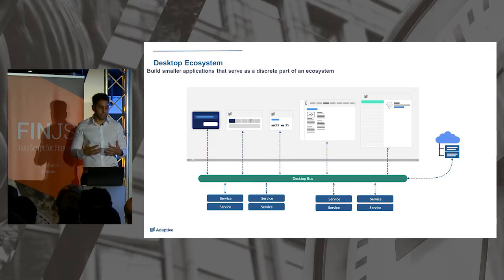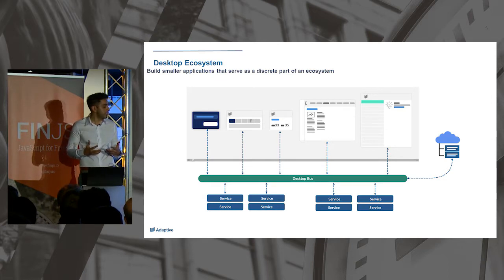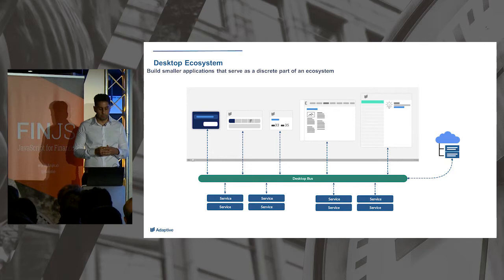So now we have alternatives. Instead of building one large application, we can make a series of small applications housed in something like OpenFin containers that serve as part of a greater ecosystem. Applications communicate over the desktop bus via well-defined APIs and messaging. And depending on your needs, you can build or buy things like advanced window management or desktop search.